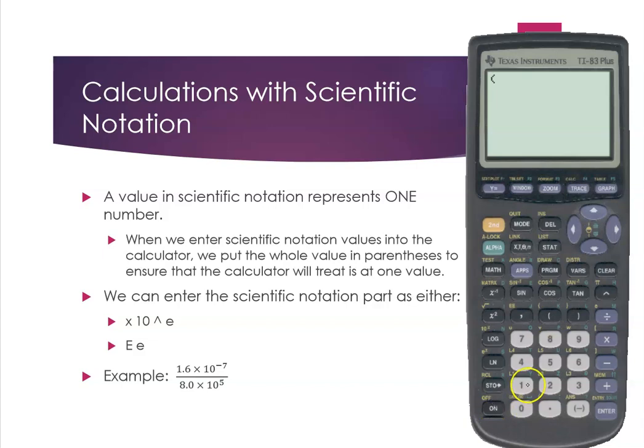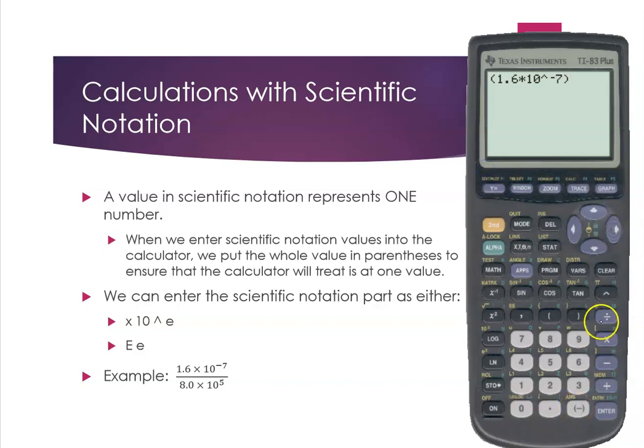So we get 1.6 times 10 caret, which means exponent, and then -7. When you put negative values into your calculator, make sure that you're using the negative button that's next to the enter button and not the minus sign. If you try to put the minus sign, it's going to give you a syntax error.